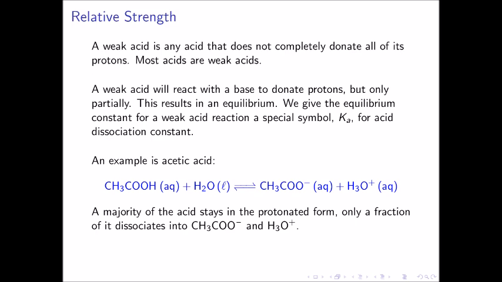In this case, a majority of the acid stays in the protonated form, and only a fraction of it dissociates into acetate ions and hydronium ions. As with other equilibria, the smaller the value of Ka, the weaker the acid, and the more it tends to lie toward reactants.